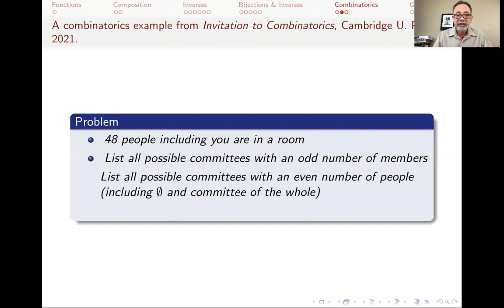Now, someone in the back of the room will list all the possible committees with an even number of people. So 2 people, 4 people, 6 people, but also 0 people, a committee with the empty set, and also the committee of the whole, which includes everyone. You don't have to include those if you don't want, but then the answer to the question will be slightly different. The question is, which list is longer? That's a combinatorics problem. We have this list here and that list here of all odd committees and even committees, and we want to compare them.